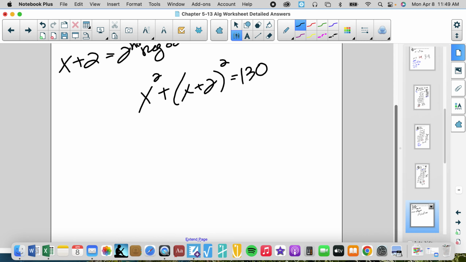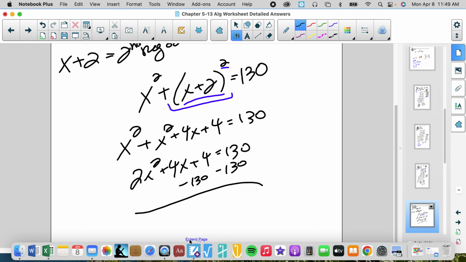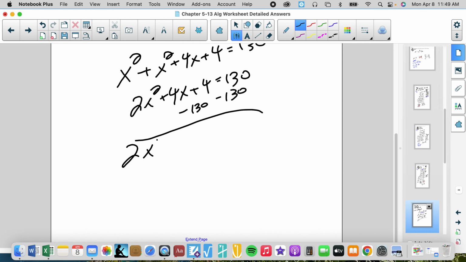But it works. So we're going to do x squared. This again is a binomial, 2 terms squared. So we know that that's going to be x squared plus 4x plus 4. So 2x squared plus 4x plus 4 equals 130. Let's set it equal to 0. We get 2x squared plus 4x minus 126 equals 0.